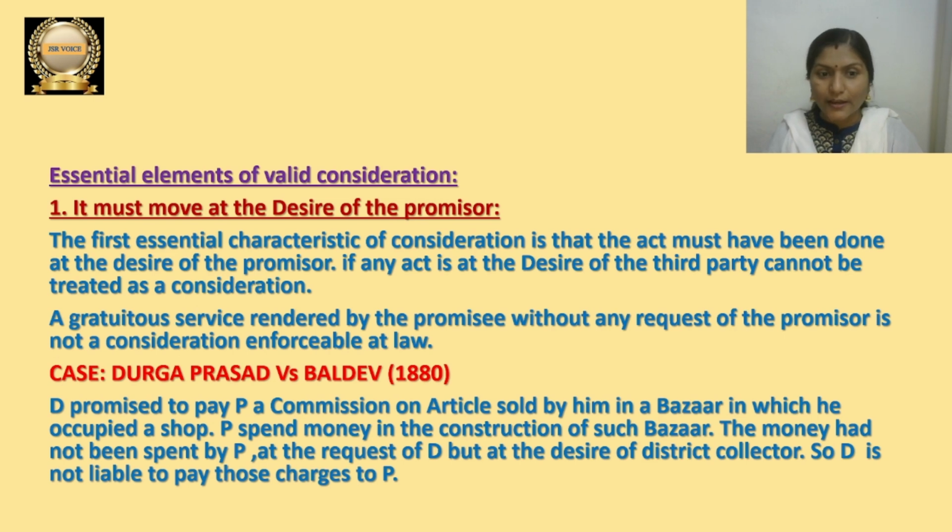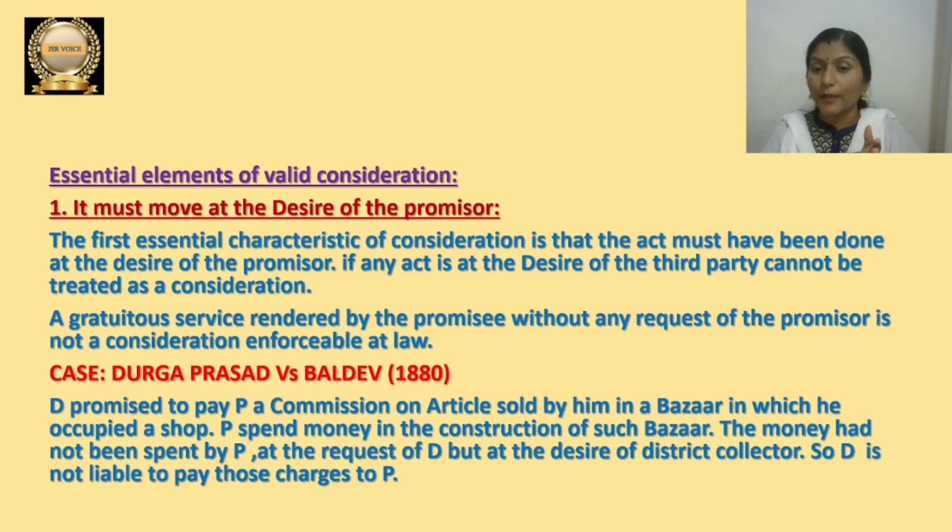Here, any services rendered by the promisee. Promiser means one person, actually we can take him as an offerer. Promisee means acceptor. So in one contract, if we are calling the offerer a promiser, the acceptor will become the promisee. So here these two persons. Our point is, consideration must move from the side of the promiser but not from the side of a third party.